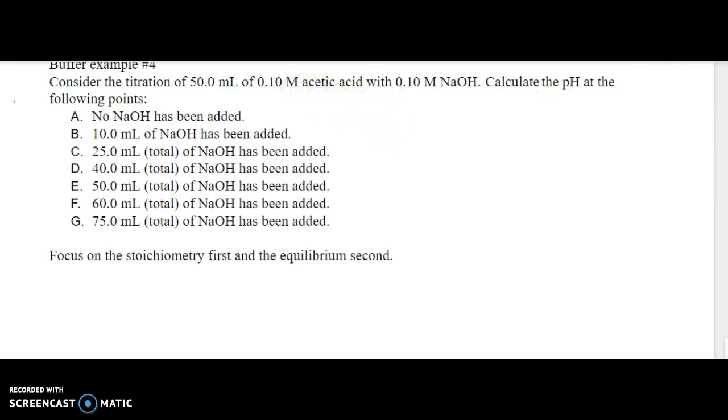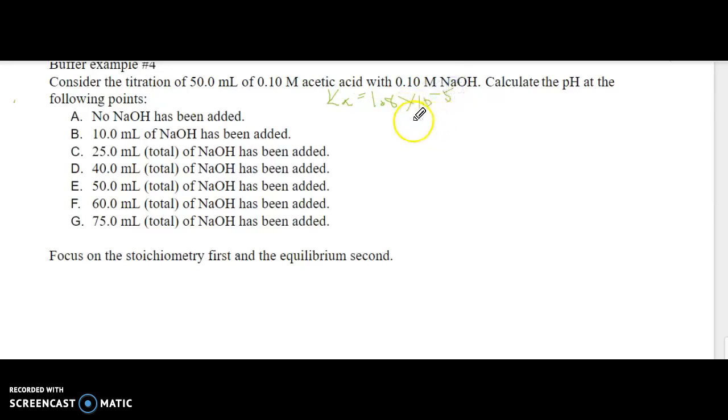So I'm using acetic acid, a very common acid system, with a Ka value of 1.8 times 10 to the negative fifth. And again, you don't need to know those. Those have to be given to you, but this one you might actually start knowing just because I've done so many examples with that. So 1.8 times 10 to the negative fifth.